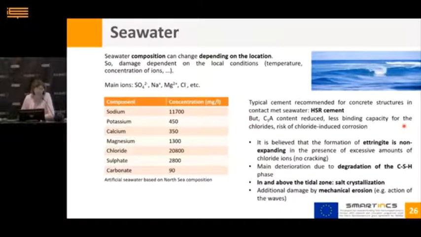In seawater we of course have much more ions being present, of which the main ones are the sulfate, sodium, magnesium and chloride ions. Also, seawater composition can change a lot depending on the location where you are. So that means that also the damage can change depending on the location you are. So you just see here for your information artificial seawater based on the North Sea composition, how it's made. So you see that more than these sodium, sulfate, magnesium and chloride ions are present over there.